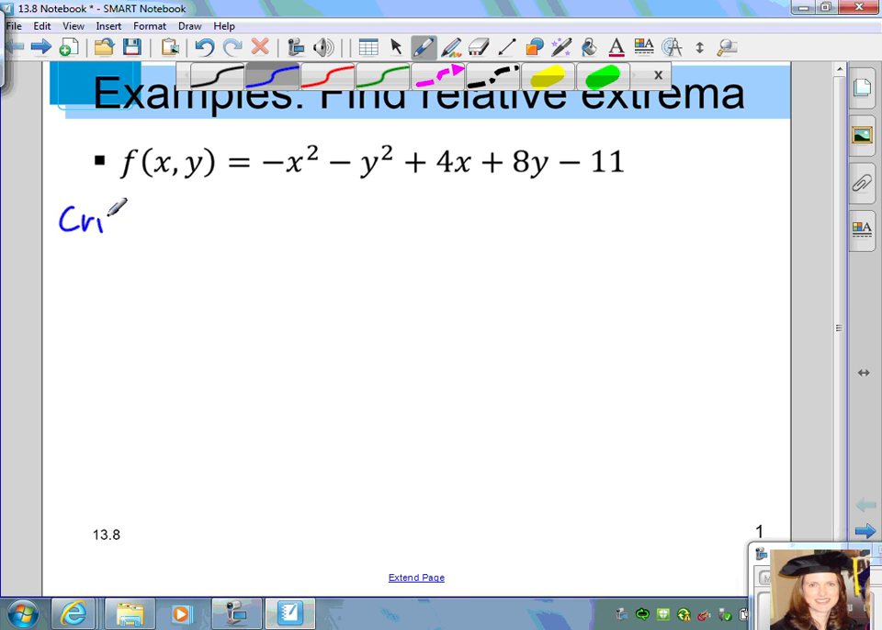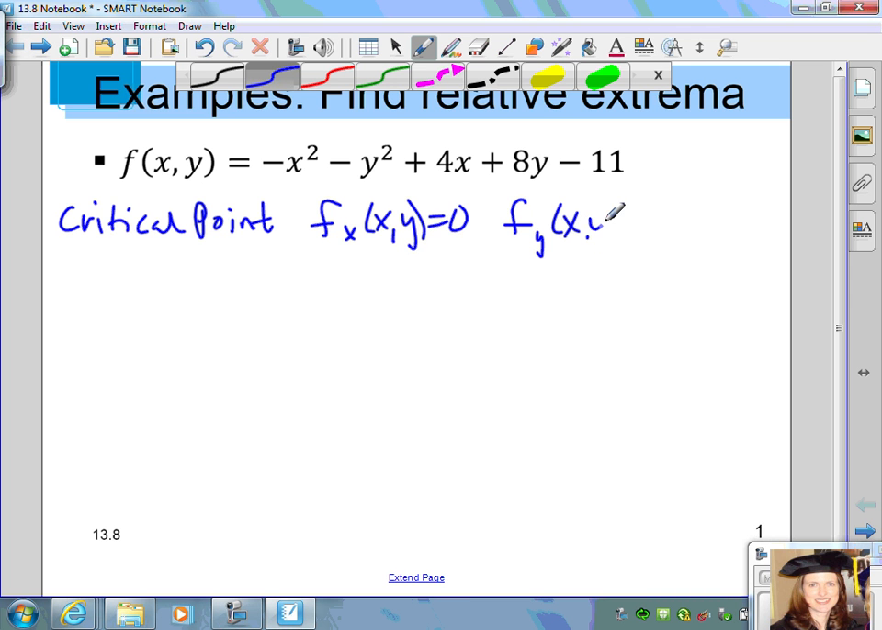The critical points are where the partial derivative with respect to x, f sub x of x, y, is equal to 0, and the partial derivative with respect to y is also equal to 0 at the same time. So let's go ahead and find the partial derivative of this with respect to x. We treat x as a variable and treat y as a constant. We get that partial derivative is negative 2x plus 4.